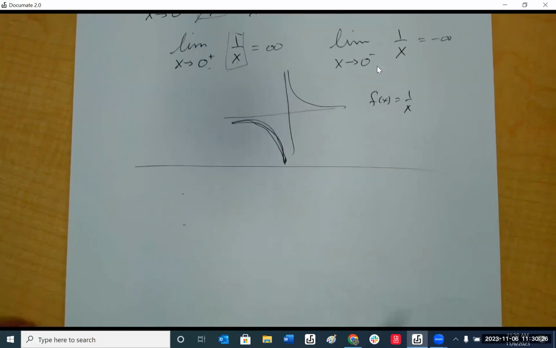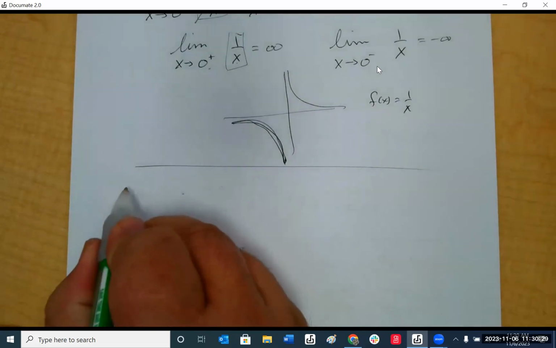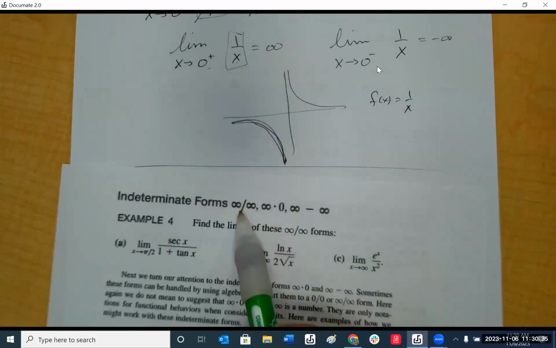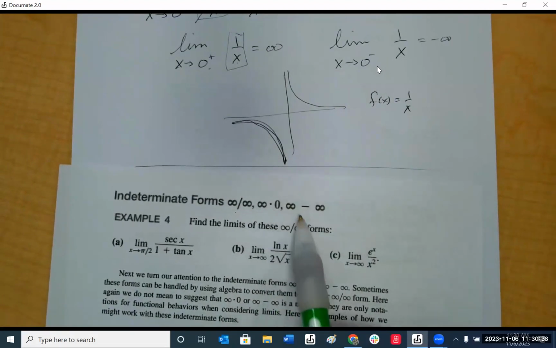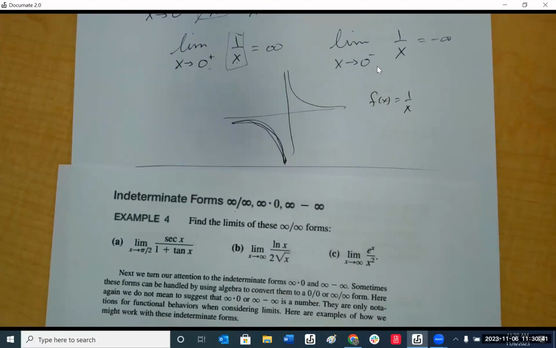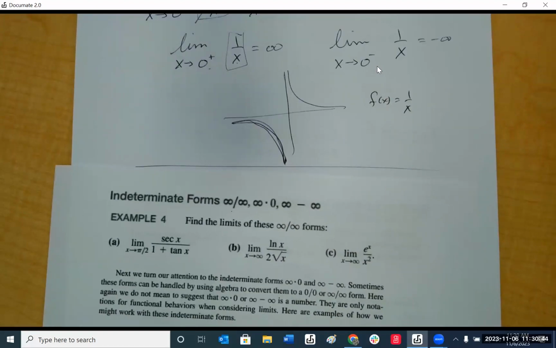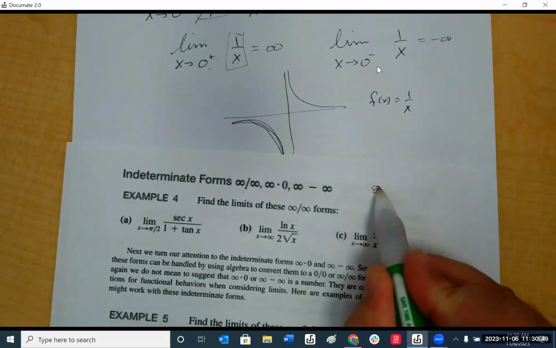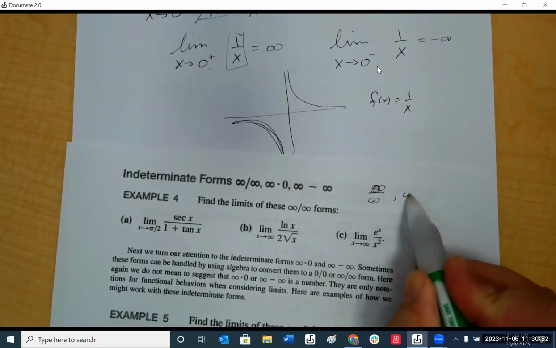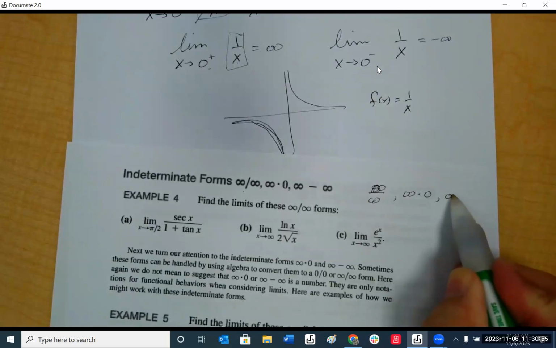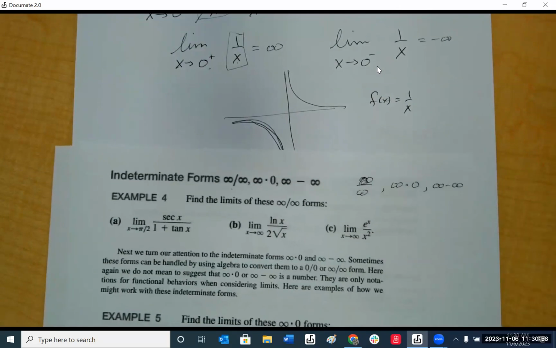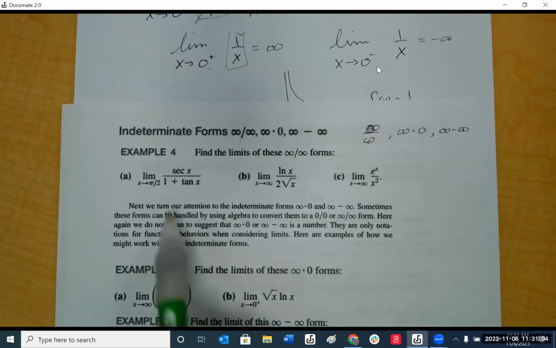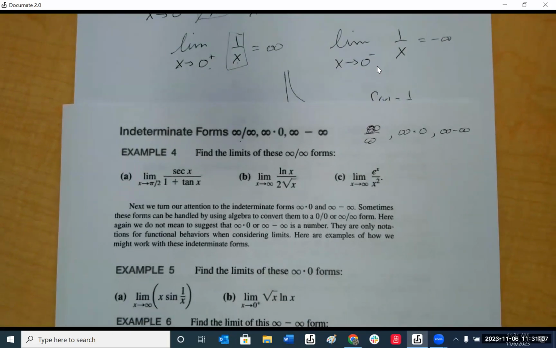Let's look at example 4. These are now going to be in forms of infinity over infinity, infinity times 0, or infinity minus infinity. These next few examples are going to be of that form. These are all indeterminate because of the way they behave. So here's example 4. We're going to be using those possibilities here.